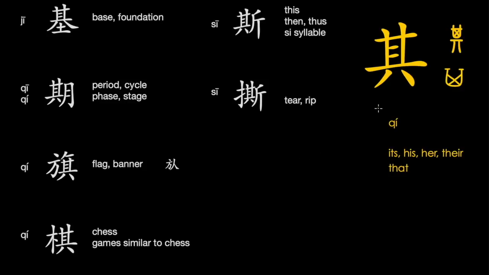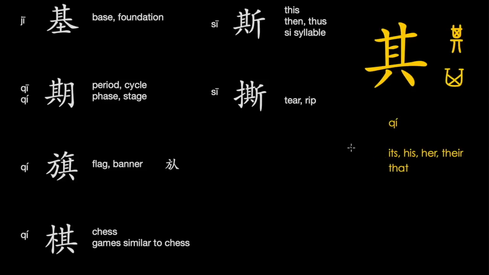So going on to the title phonetic character, which is this big character over here in the series, it is pronounced Qi, and its meaning today is it's, his, her, their, and that. You can find it in a lot of modern expressions, a very frequent character, I would say. Sometimes it's quite difficult to understand its function if you do not know that its meaning is it's, his, her, their, and that.